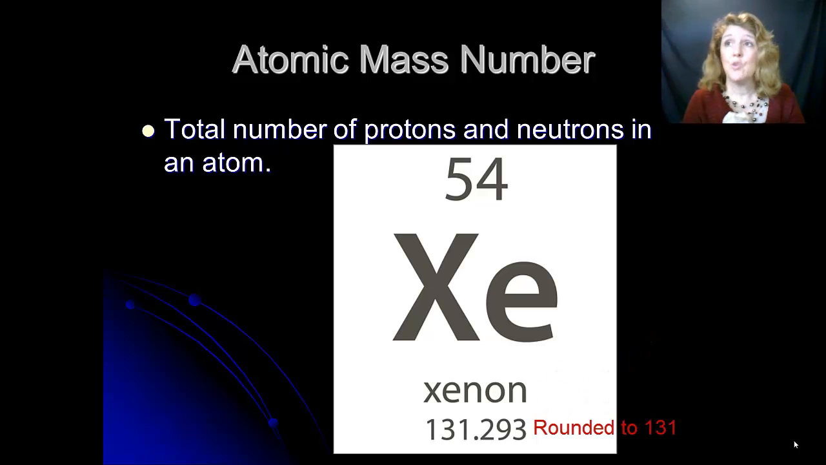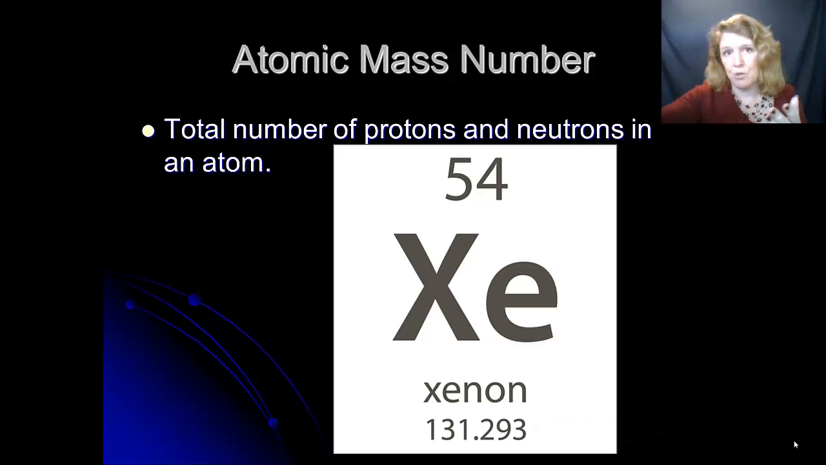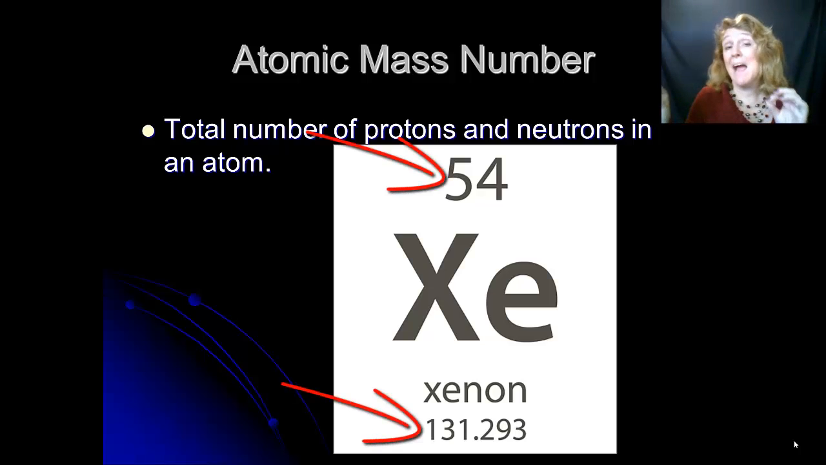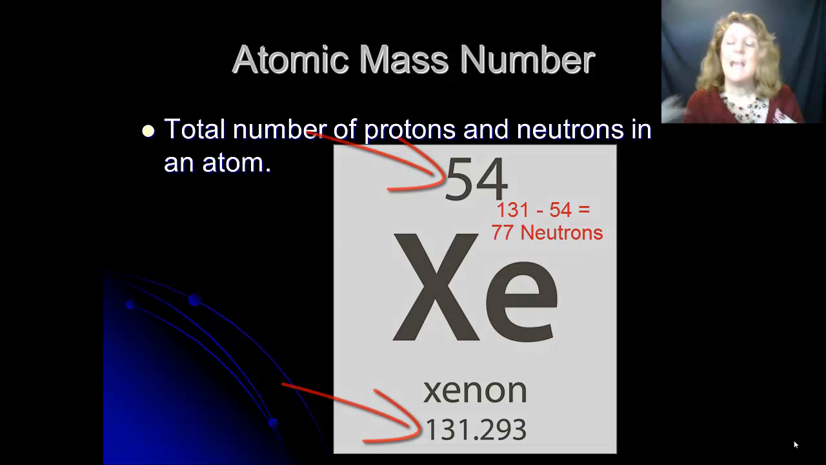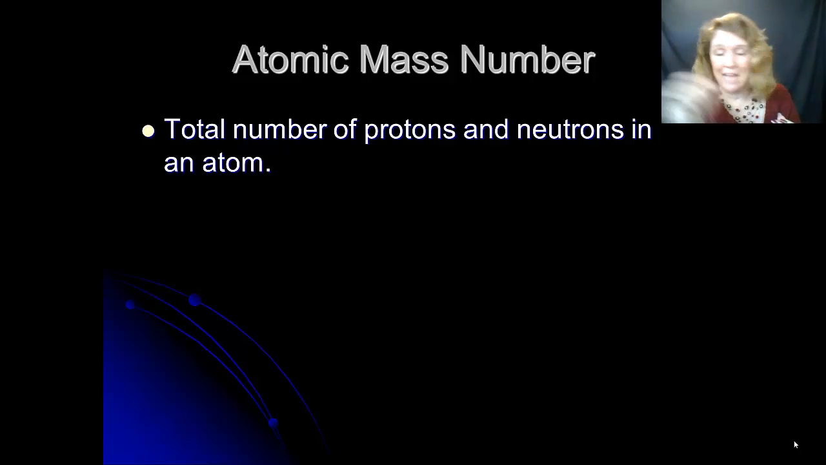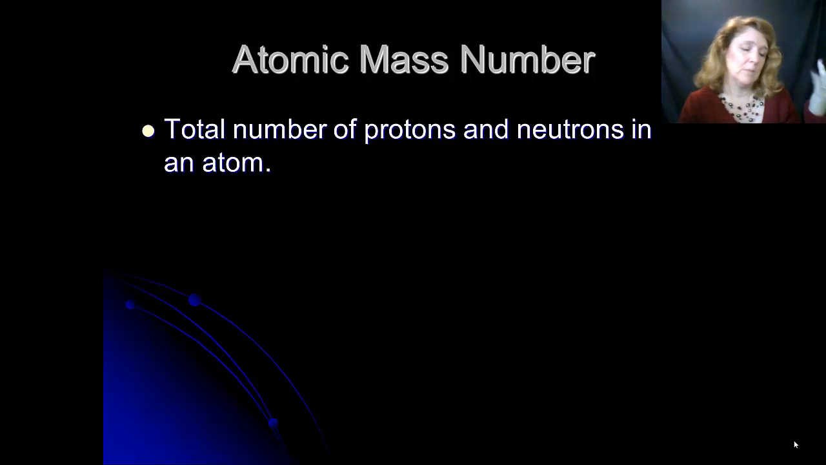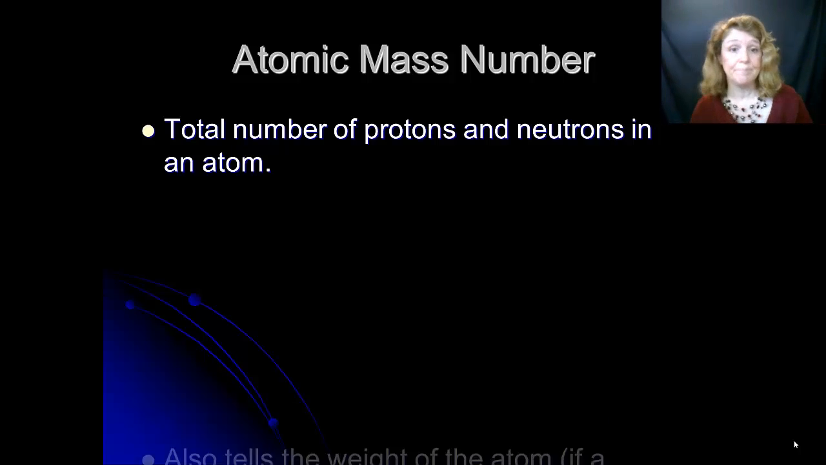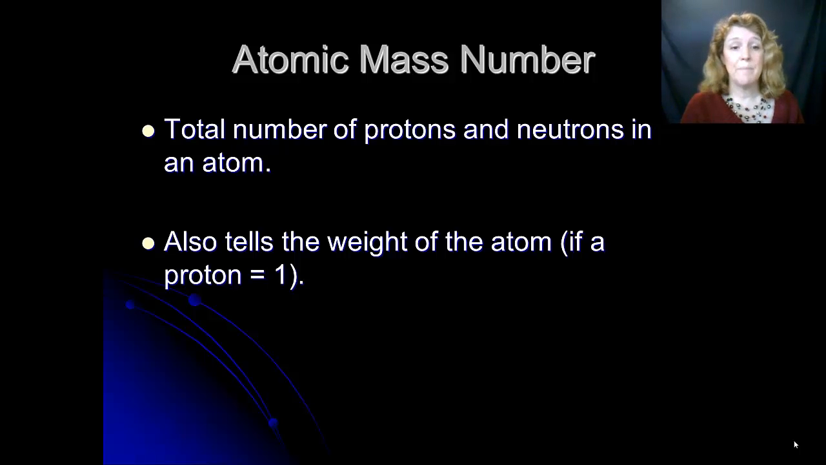So if you're trying to figure out all of the parts of an atom, you look in your box and you say, okay, it's got 6 protons. I'm making this up. It's got 6 protons. It's got a mass of 14. So if I subtract 14 minus 6, I know that there are 8 neutrons. Does that make sense? And if there are 6 protons, you know there are also 6 electrons, because that number always has to be the same unless you're an ion, but we're going to get to that in a second. Okay? The atomic mass number tells the weight of an atom if a proton is 1, remembering that you have to round.